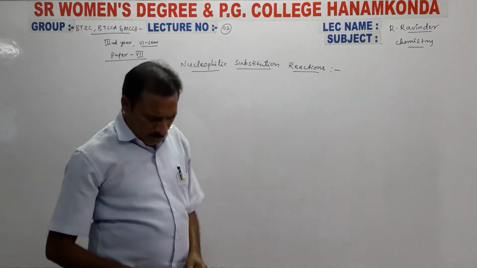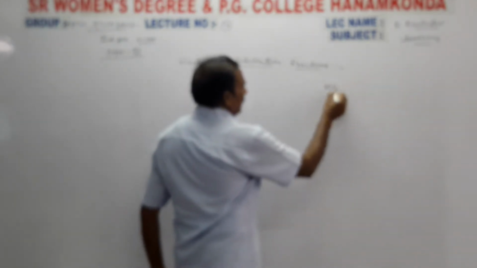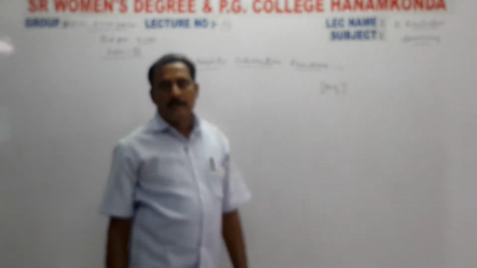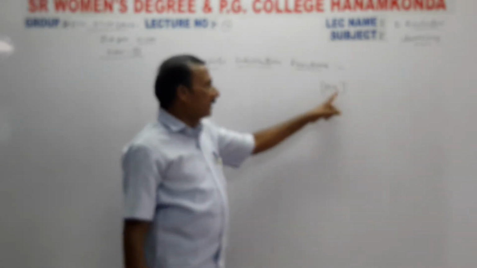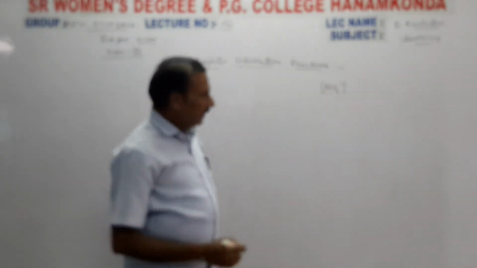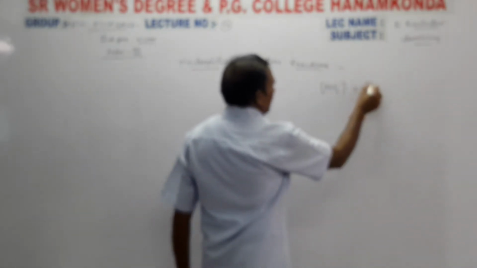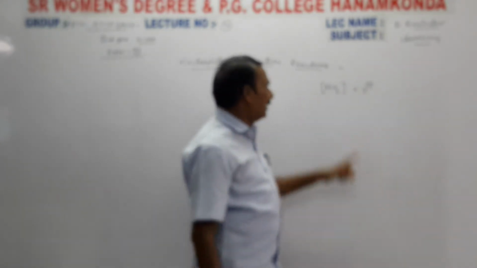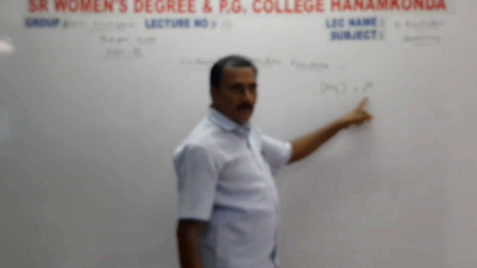For example, you take MX6, a complex compound, a general reaction. M means metal, X6 means six ligands, 6 equals the coordination number, X equals ligands. If it is added with Y minus, Y is the incoming ligand. Here there are two types of ligands: the six X are ligands and Y minus is also a ligand.